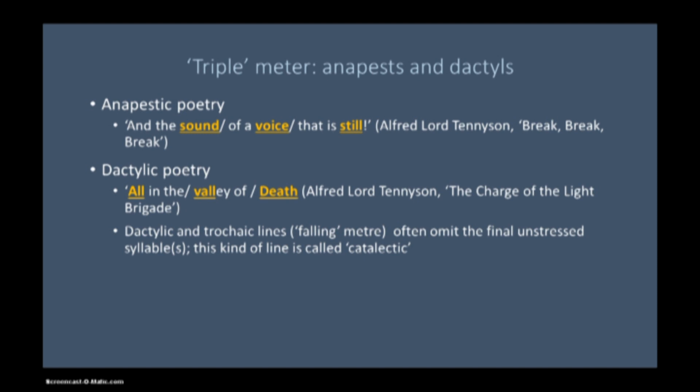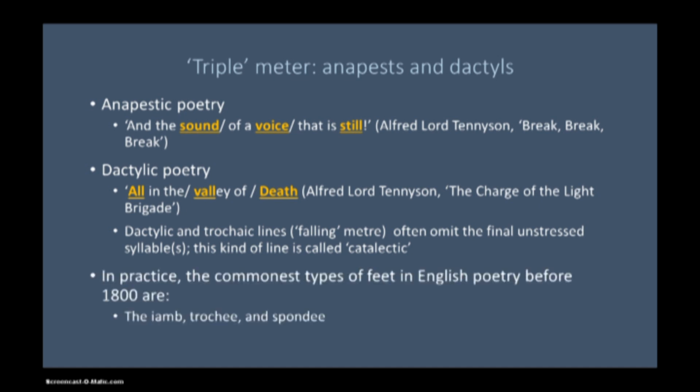And here you can see that with falling metre, dactyls and trochees, you've got the problem of how to end the line. Quite often that last unstressed syllable or syllables are missed off, and this kind of line is called catalectic. And we're going to return to that at the end of the PowerPoint when we have a quick look at trochaic metre. Okay, so that's a brief look at the triple metres, the anapest and dactyl.